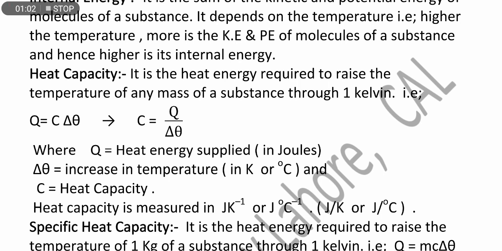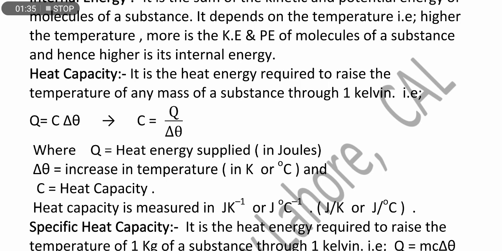So it means, for example, let us consider a body whose initial temperature is 20 degrees Celsius, and you are providing heat to that substance, and after providing that heat, its temperature increases from 20 to 21 degrees Celsius. So a 1 degree change in temperature has come about. Whatever heat you have provided to raise this 1 degree of temperature is called the heat capacity.